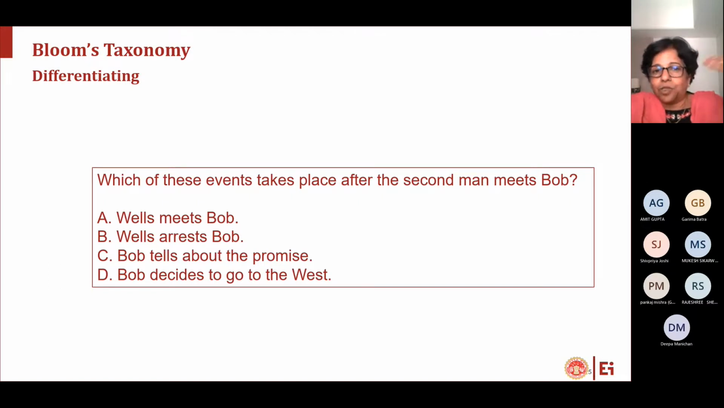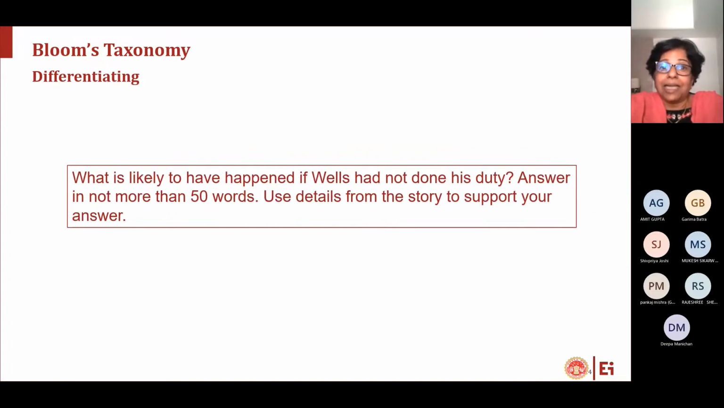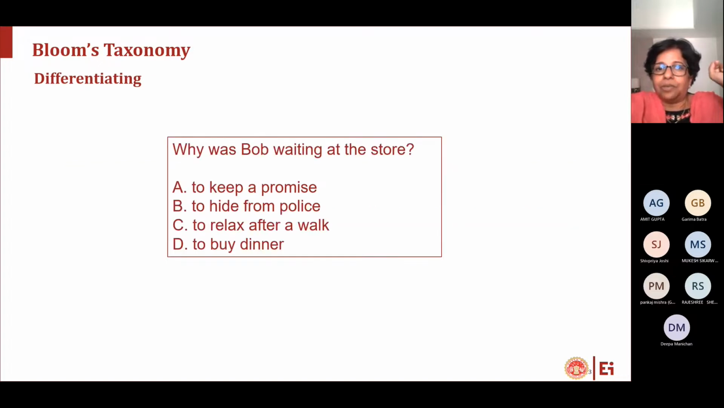It is like the story has been narrated and it is clearly mentioned in the story what happened after the second man meets Bob. So it's only a question of recalling what has happened. Now, what is likely to have happened? Like the child is asked to apply the information, but to a particular situation. So it's still at a granular level.